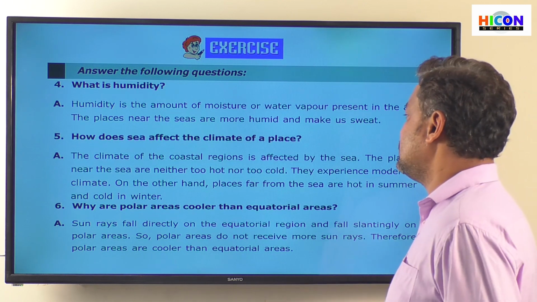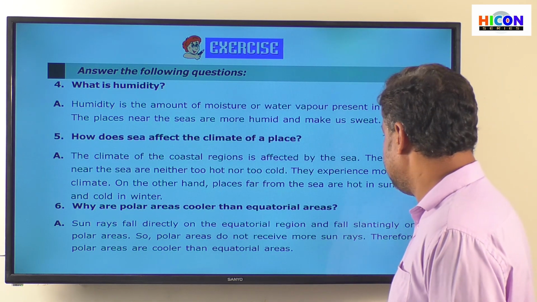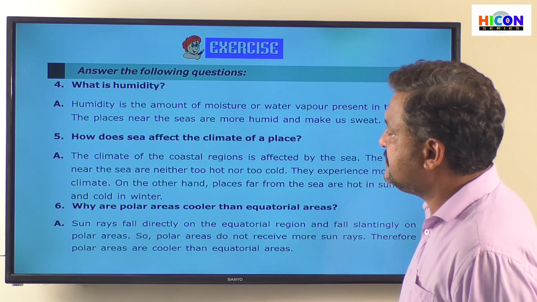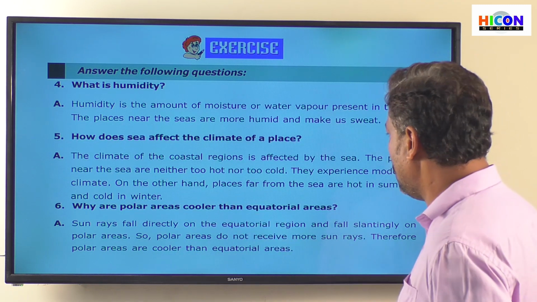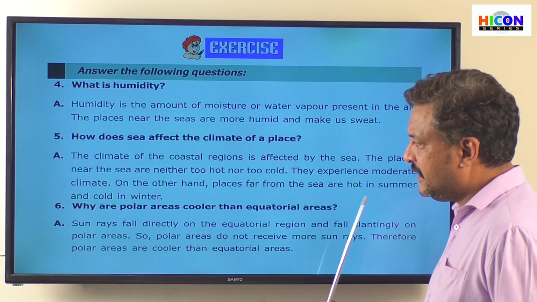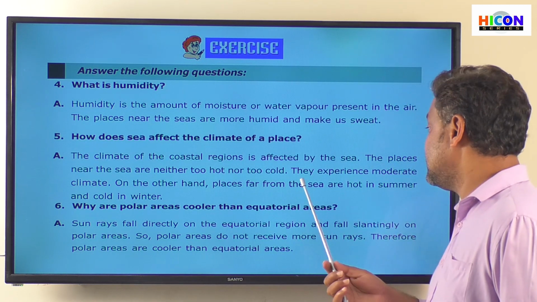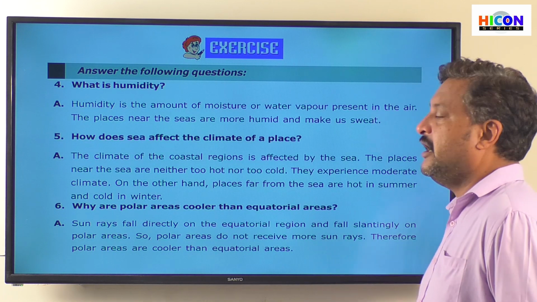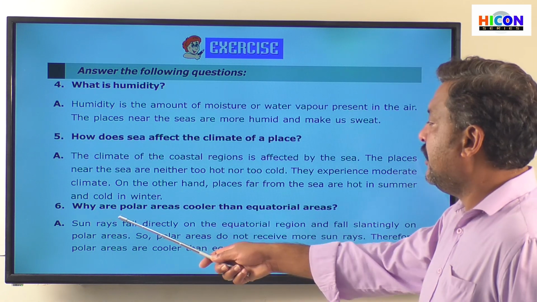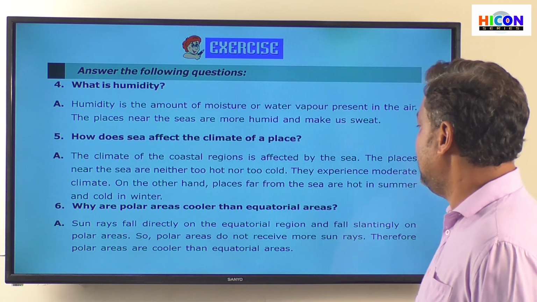The climate of the coastal regions is affected by the sea. The places near the sea are neither too hot nor too cold. They experience moderate climate. On the other hand, places far from the sea are hot in summer and cold in winter. Why are polar areas cooler than equatorial areas?